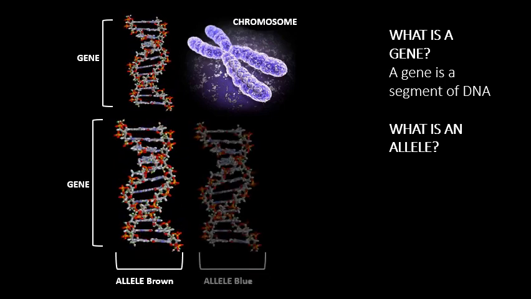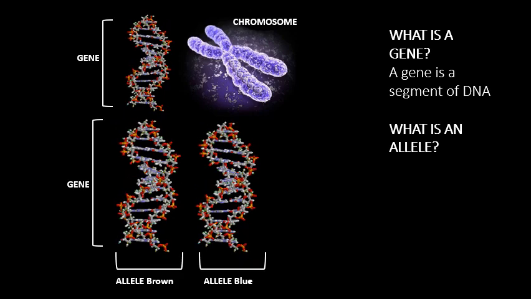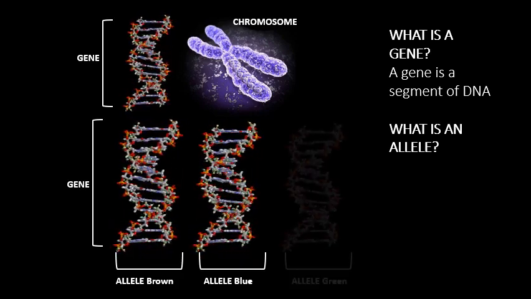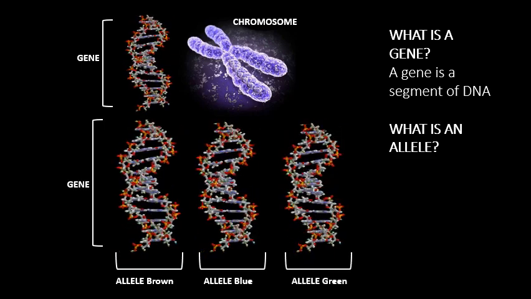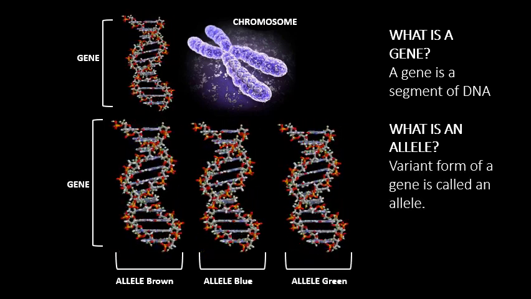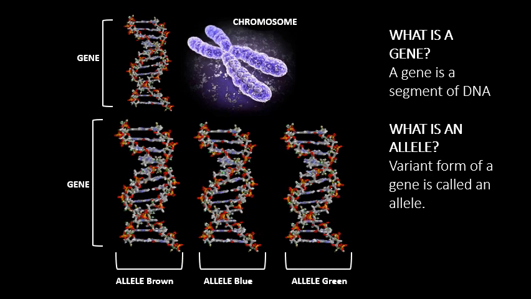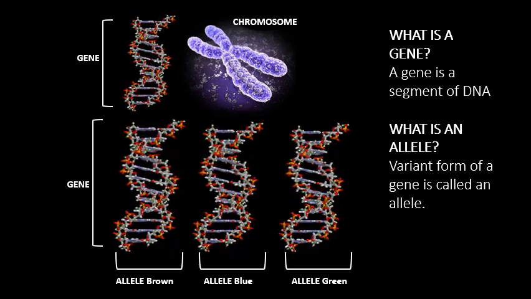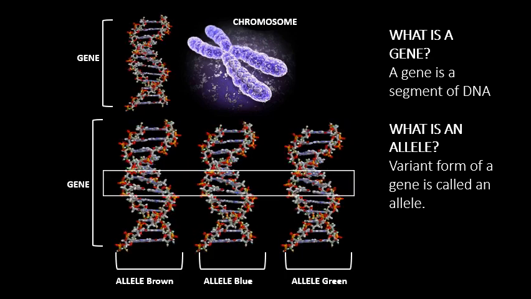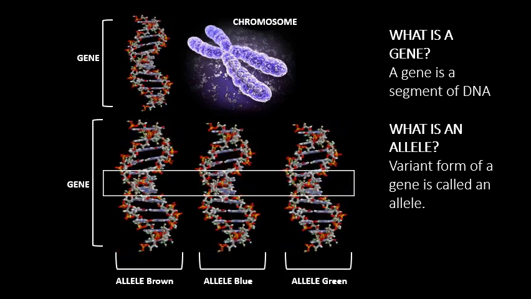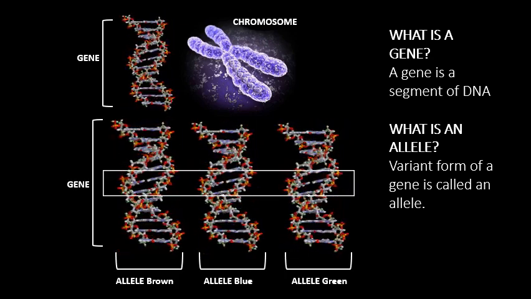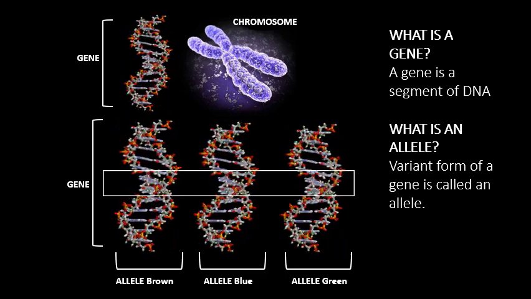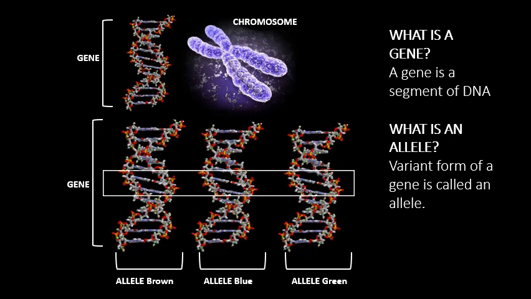So we can go ahead and add a couple of other alleles on that particular gene. We've got one for brown, one for blue, and of course one for green. Recall that an allele is a variant form of a gene, and this emerges, let's say, in a particular area. So let's take a strip out of the center of this particular gene, and something different has happened there. There's been a variation in that code.